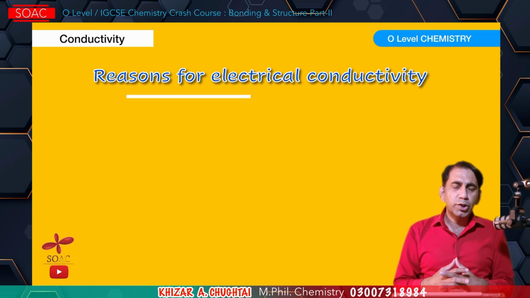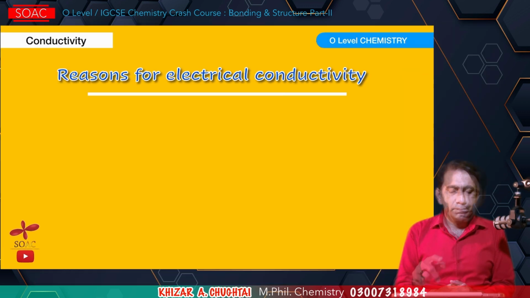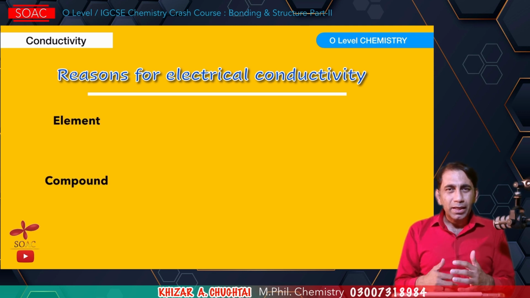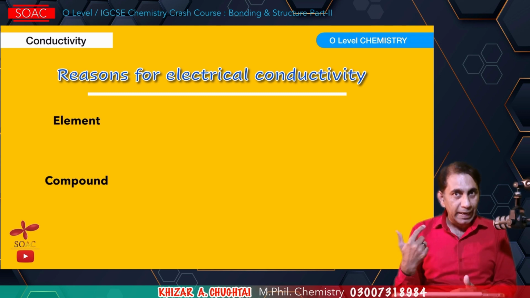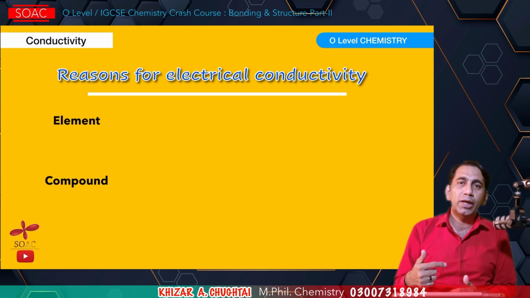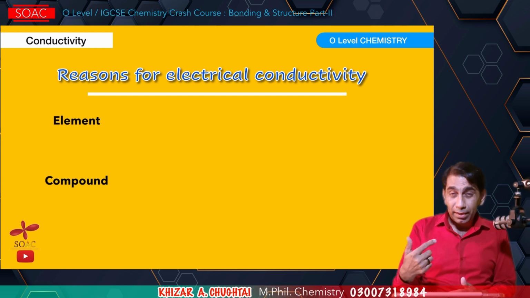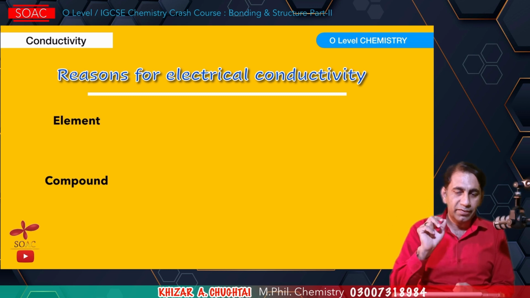First of all, I'm going to explain the reason for electrical conductivity in different sorts of substances. Number one, elements. Number two, compounds. Basically, elements can conduct electricity because of the movement of electrons, free electrons or delocalized electrons. But compounds can conduct electricity because of having free opposite ions, free positive and negative ions.